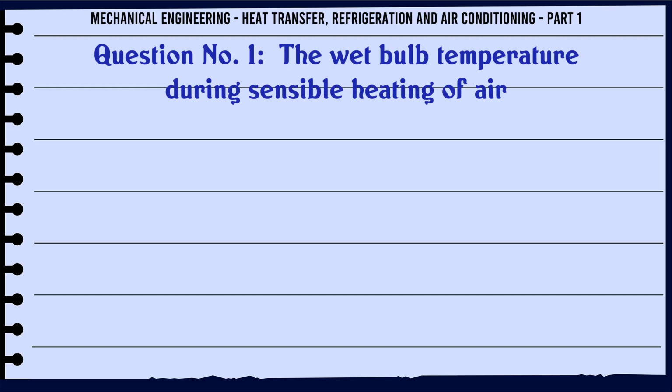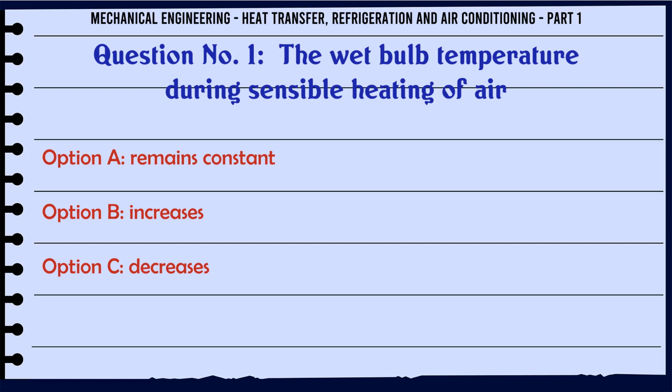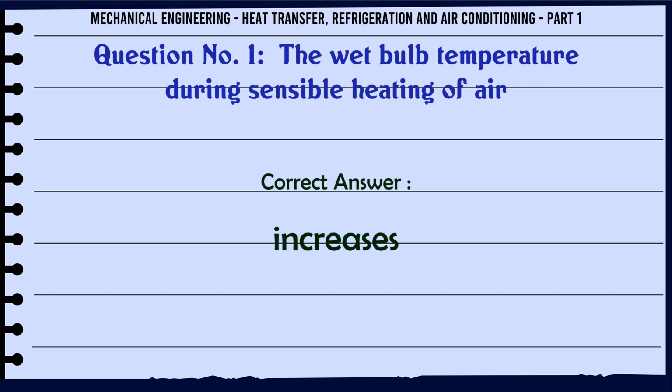The wet bulb temperature during sensible heating of air. A. Remains constant. B. Increases. C. Decreases. D. The correct answer is increases.